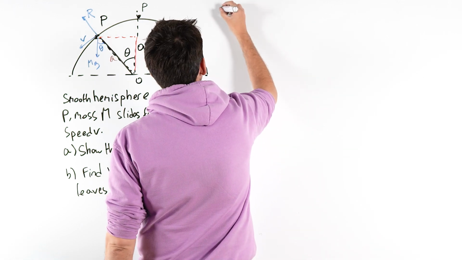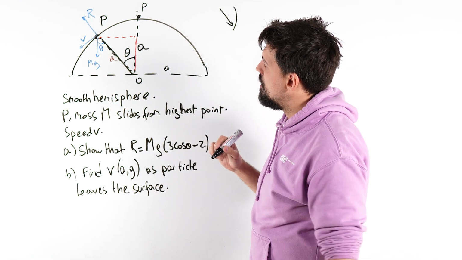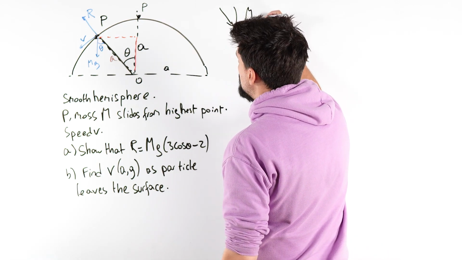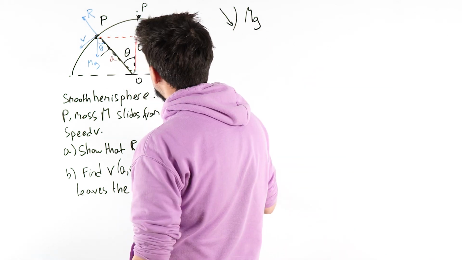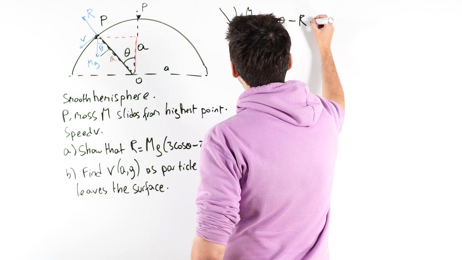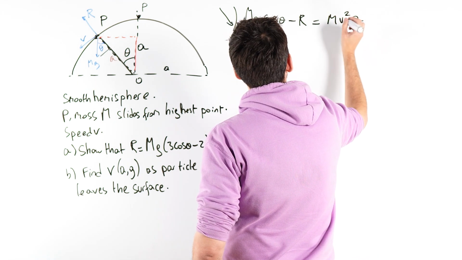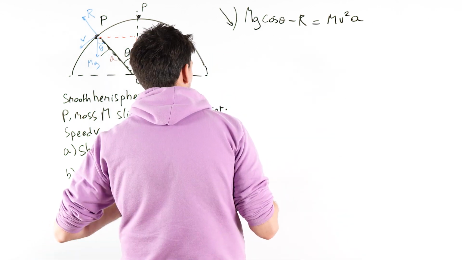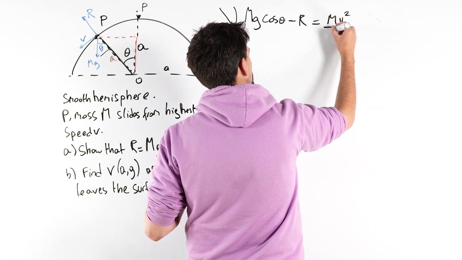So let's do some forces. Let's look at the forces acting towards the center of our circular motion. Well, what force is acting that way? We've got mg cos theta minus the reaction force, and that's got to equal mv squared over a.